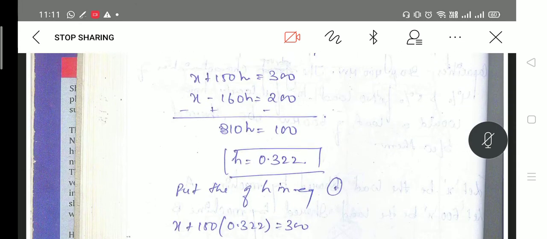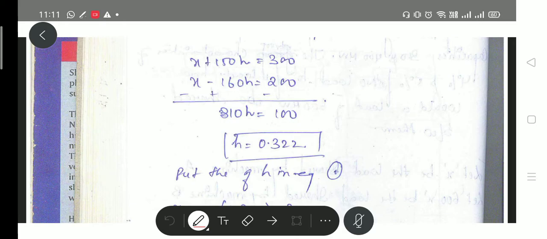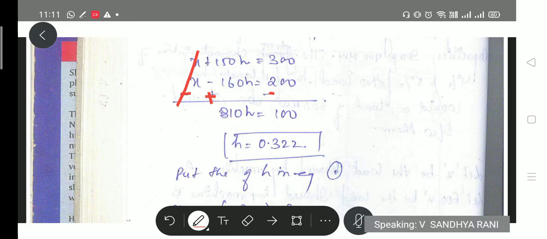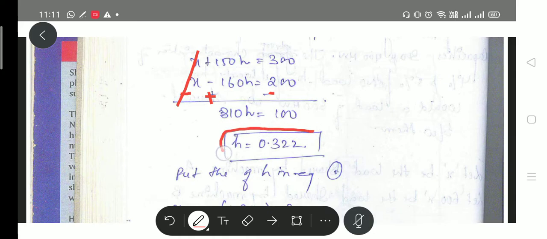x plus 150h is equal to 300, x minus 160h is equal to 200. I am taking minus, plus, minus, then x both are cancelled. Here 150h plus 160h, that is 310h is equal to 300 minus 200, that is 100. So from this h value is 0.322. The h value is 0.322.